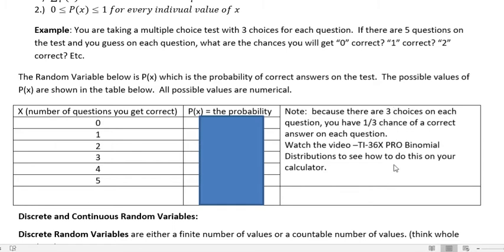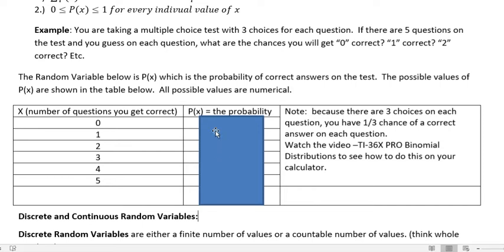If you were entering this into the calculator, which I've shown a video how to do that, or into StatCrunch, you would say that there are 5 trials because there's 5 questions, and the probability of success is 0.333. Or you could just put in the 1/3, that'd be fine also. And then you're interested in what's the chances that I would get 0, 1, 2, 3, 4, and 5. In this particular graph, the random variable p of x is showing the probability of correct answers on the test.